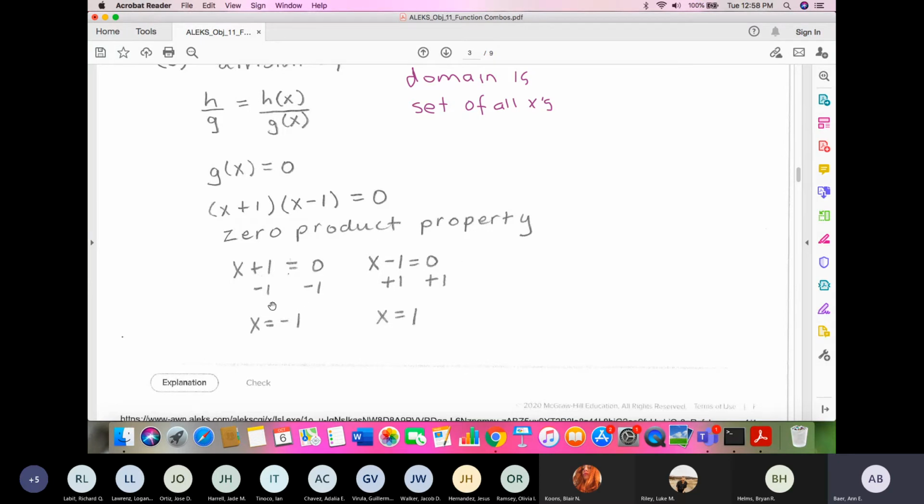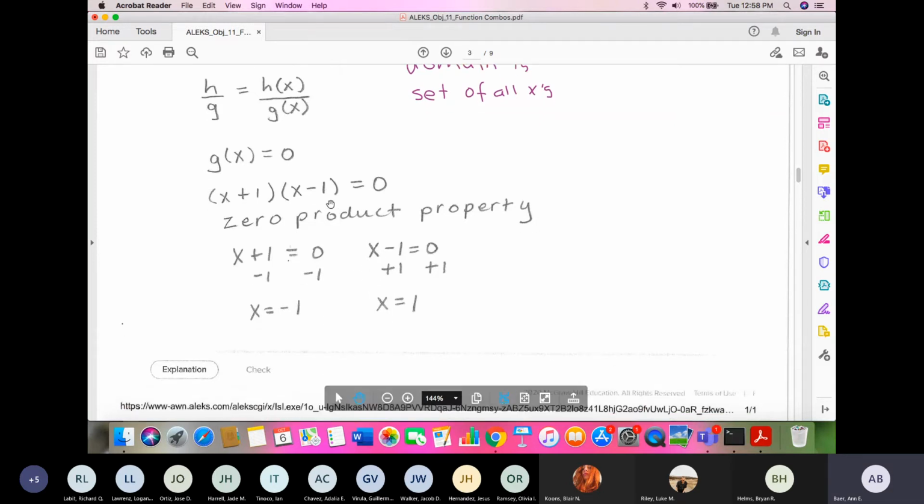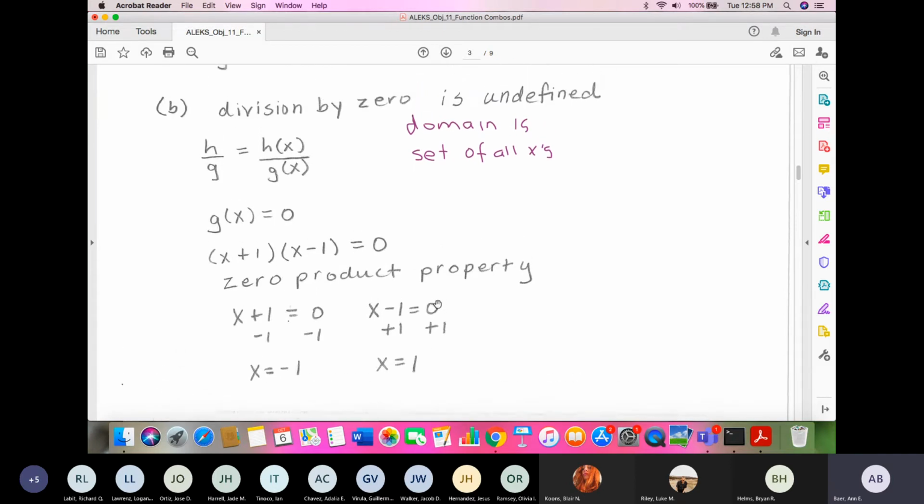The opposite of addition is subtraction, so let's subtract 1 from both sides. These cancel. We get x is equal to -1. Now let's do this one. Set x minus 1 equal to 0 over here. The opposite of subtraction is addition. Add 1 to both sides. These cancel, and we get x equals +1. So we get x equals -1 or +1.